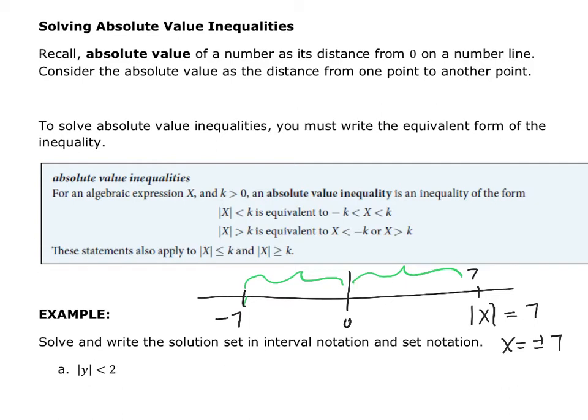Now, if I am asked to find, let me do this in blue, if I'm asked to find the absolute value of x is less than or equal to 7, then I want any numbers so that its distance from that number to 0 is 7 or less.